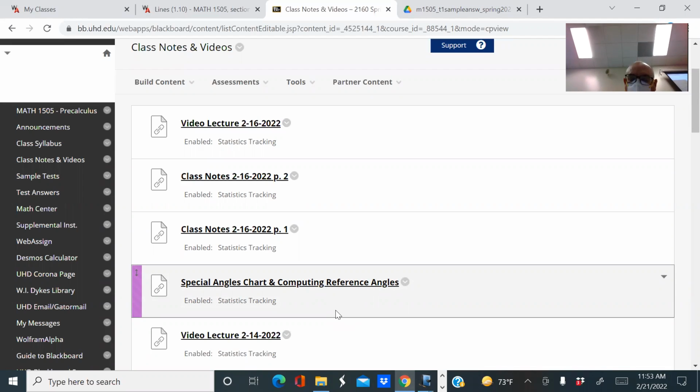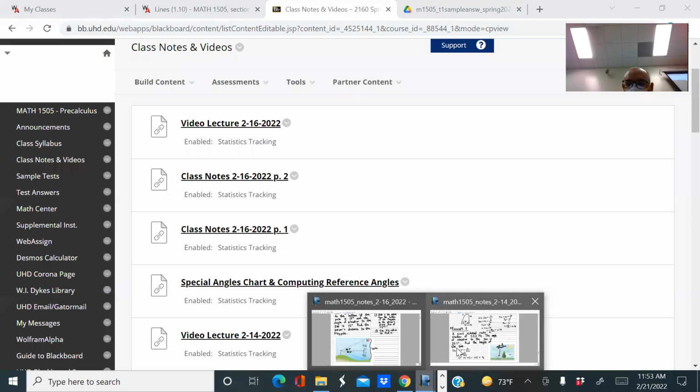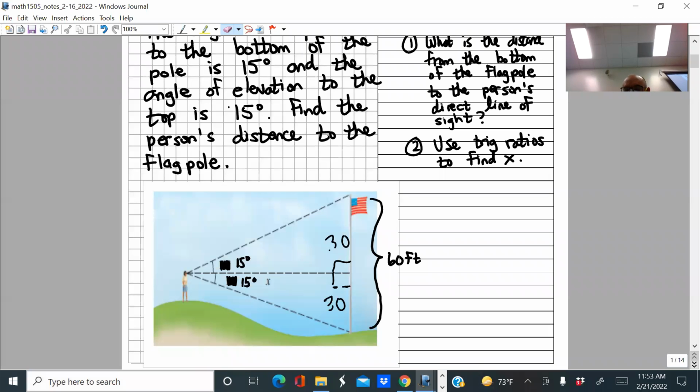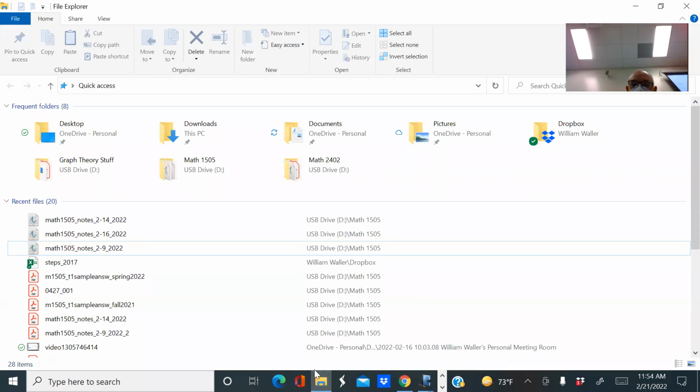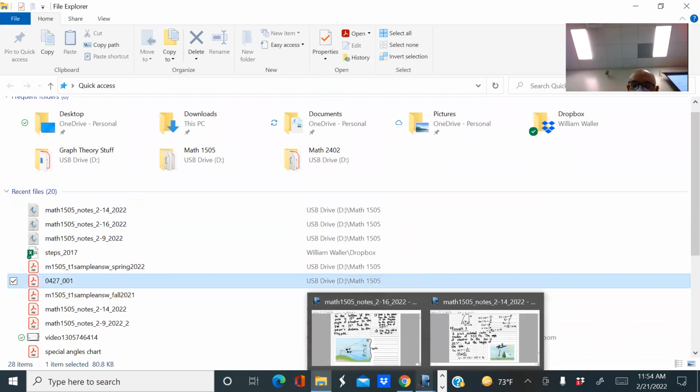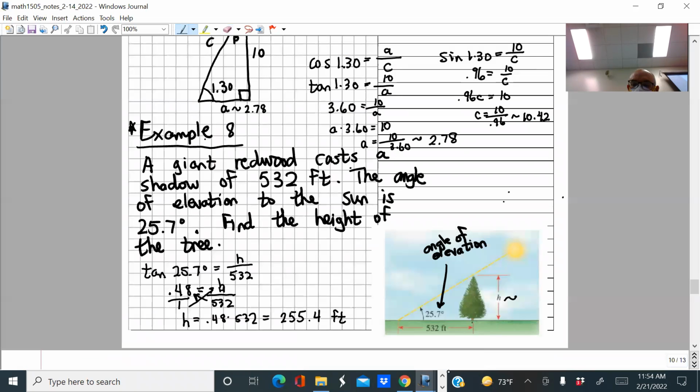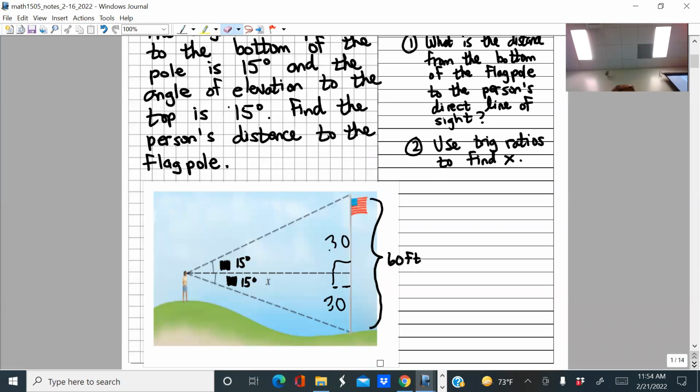So what did y'all find there? This thing I got to work in there. So what did y'all find there for? All right, so what did y'all get there out of that picture? What trig ratio there was easy to use?